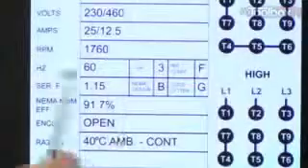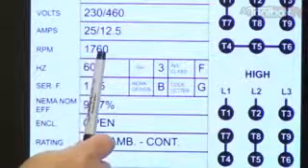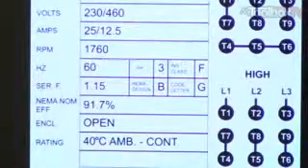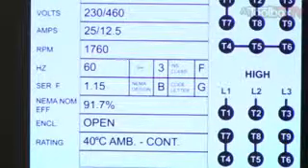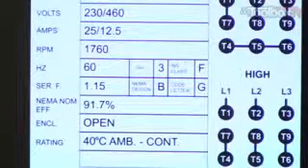Next thing I want to look at is the RPM. In this case, the RPM is 1760. That's a standard RPM. If you look at the motor catalogs, you'll see all the motors are 1760, 3450, things like that, and it's all derived from the number of pole pairs in the motor.